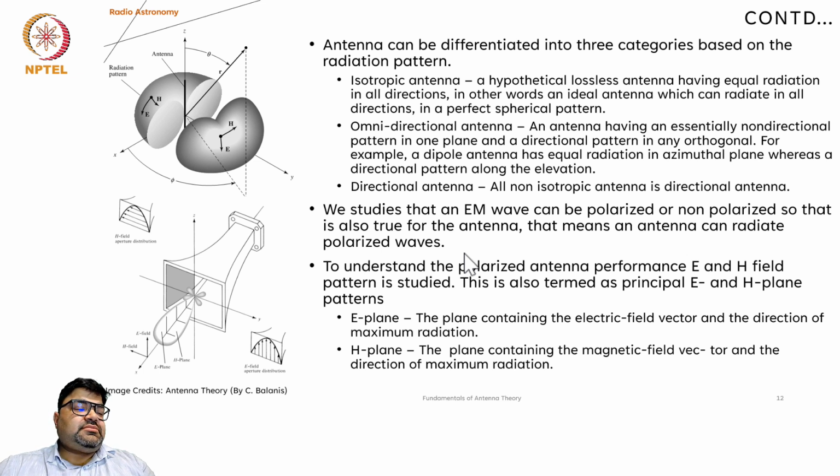To understand the polarized antenna performance, E and H field patterns have to be studied. This is also termed as principal E and H plane patterns. Sometimes we also need to look at the difference between the E plane and the H plane radiated power to understand the polarization characteristics of the antenna itself.